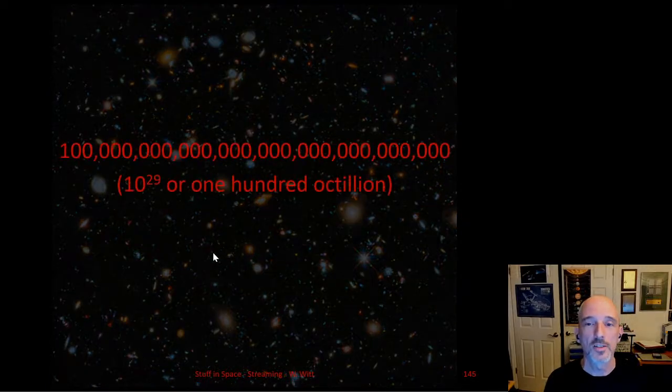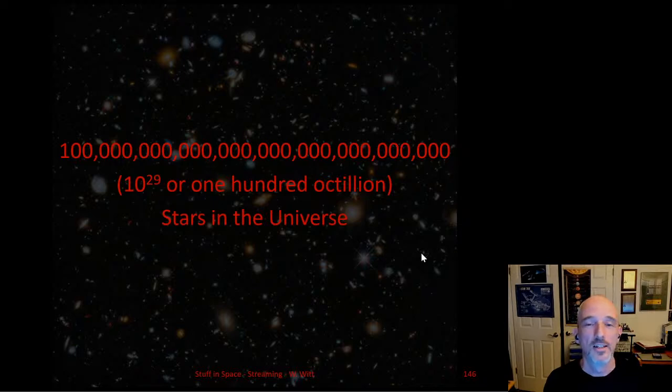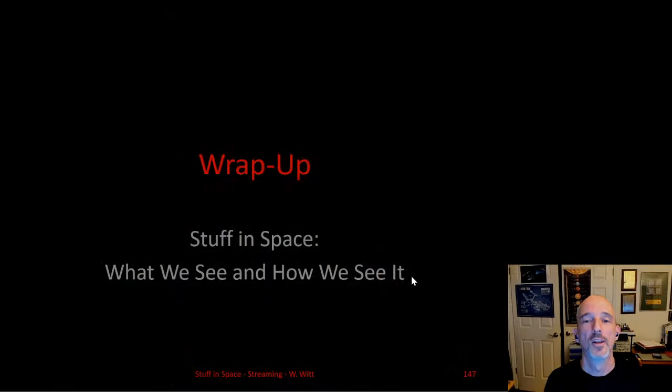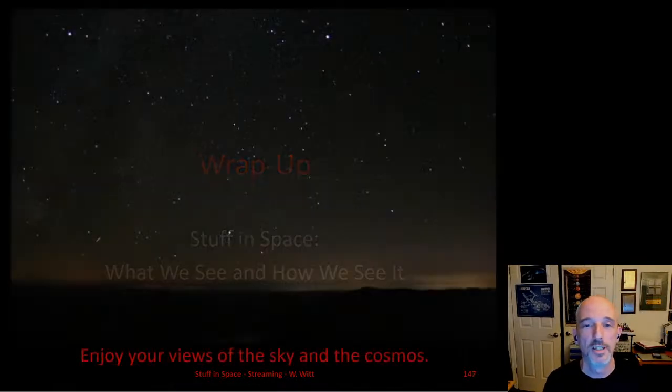So if we look at this and we estimate how many stars we think are out there, it's a lot. 10 to the 29 or 100 octillion stars in the universe. That's like 100 trillion giant penny cubes. Pretty amazing. And with that, let's kind of wrap up. So thanks for sticking with us this far.